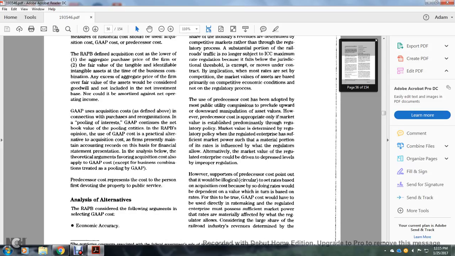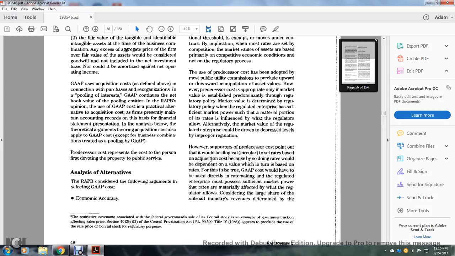The use of the predecessor cost has been adopted by most public utility commissions to prevent upward and downward manipulation of asset values. However, the predecessor's cost is appropriate only if the market value is established predominantly through the regulatory process. The market value is determined in the regulatory process when the regulator influences the enterprise sufficiently, such as when a material portion of the rates is influenced by what regulators apply. Alternatively, the market value of the regulated enterprise could be driven to depressed levels by improper regulation.